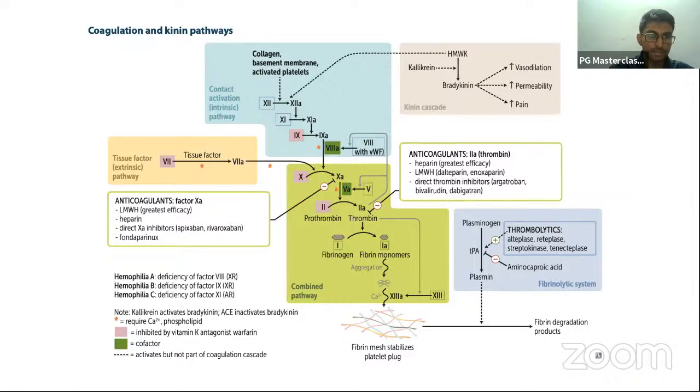Factor 10A inhibitors are again low molecular weight heparin over heparin. Direct 10A inhibitors, the novel anticoagulants, are apixaban and rivaroxaban, and also fondaparinux. Other drugs are thrombolytics, which act on plasminogen and make more plasmin so that there will be thrombolysis of the formed clot. Another drug which I would like to discuss is tranexamic acid, which is an antifibrinolytic, a competitive inhibitor of the lysine residue on plasminogen.